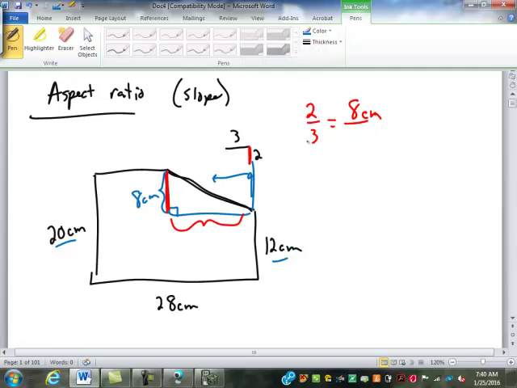And now I can cross multiply and divide. I get that this is 12 centimeters. So this is 12 centimeters. And that means this must be 16 centimeters. Make sense?